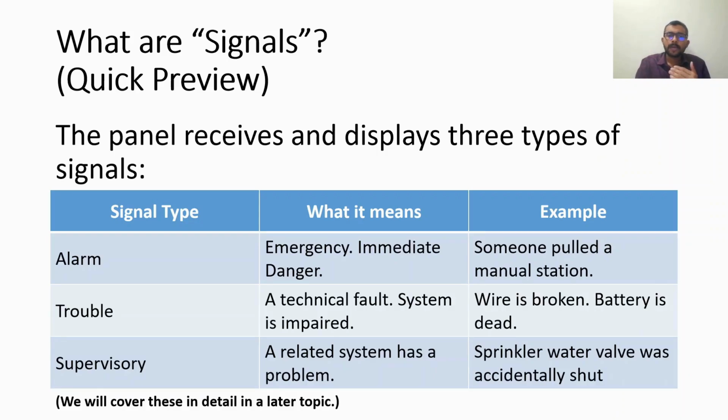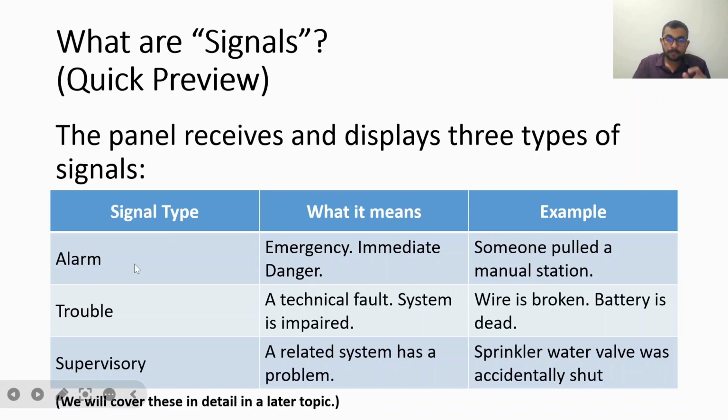Now let us have a quick preview of what signals are there in the fire alarm control panel. We will have a quick preview of these signals, because in one of the upcoming videos, we will be discussing these signals in detail. Here you have a small table in which I have described the signal type, what the signal means, and an example of how that signal occurs.